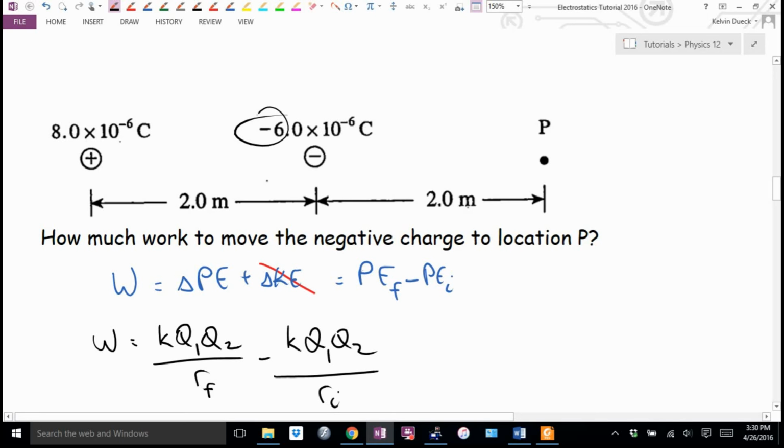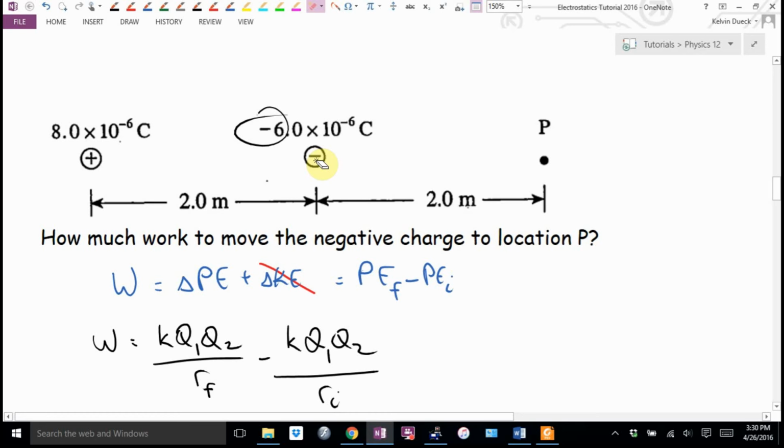Are you guys okay doing the rest on your calculator? I mean, walk through this if you want. This will be 9 times 10 to the 9th, 8 times 10 to the negative 6, negative 6 times 10 to the negative 6 divided by, what's our final? Don't say 2. How far apart? 4, right? 4 minus 9 times, you would get a minus minus here, which would give you a plus. I think you will get a positive answer. It will take work. Which way does this charge want to fall?